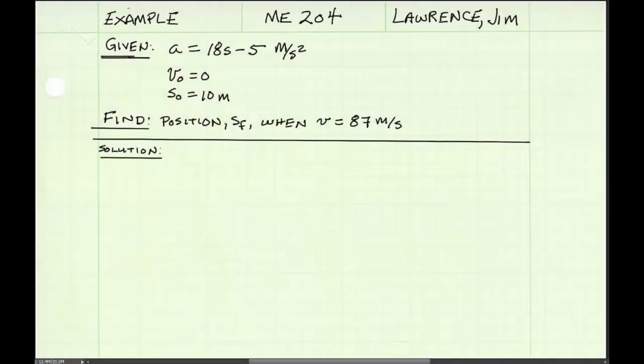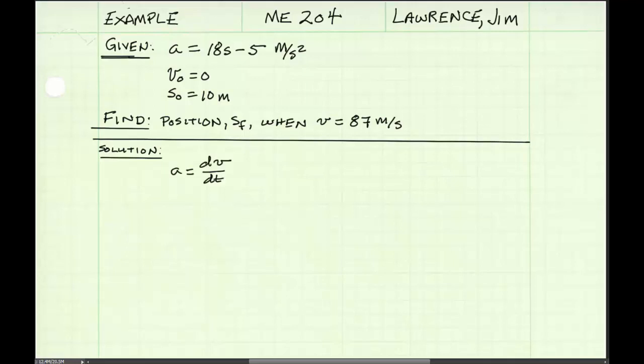In this example, we have an object whose acceleration is a function of position. In this case, the acceleration is equal to 18s minus 5 meters per second squared, and its initial velocity is 0, so it's starting from rest, and its initial position is 10 meters. We want to find the final position when the velocity is equal to 87 meters per second.